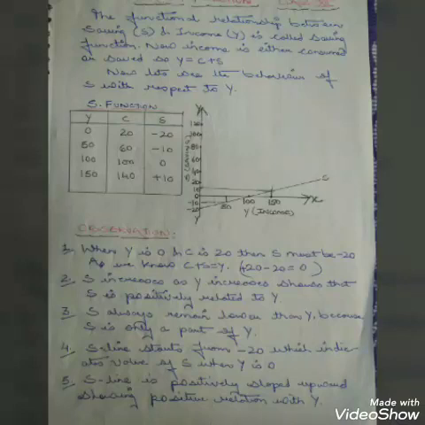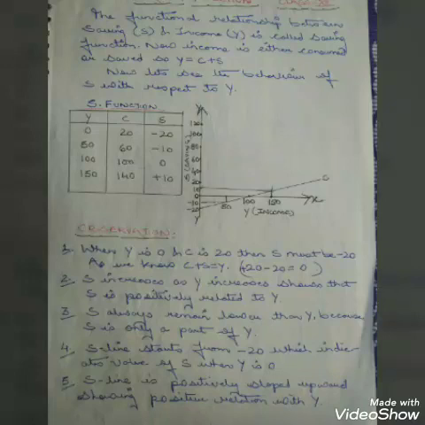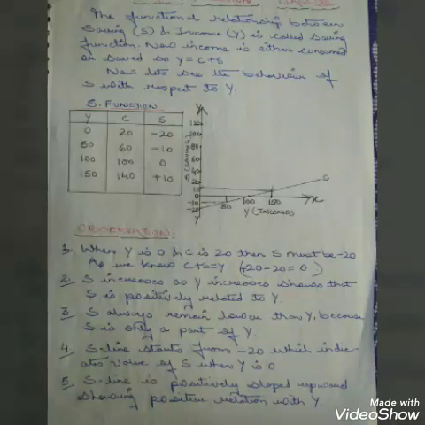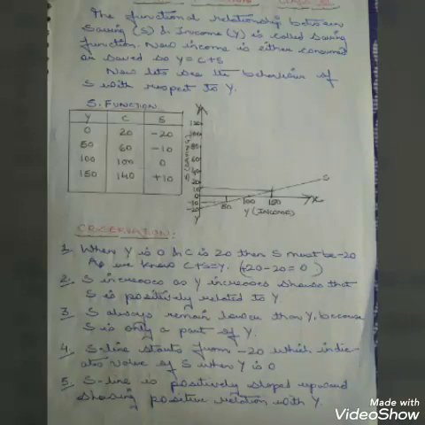So the next subtopic under the chapter aggregate demand and its components is saving function. Now what is saving function? It's a functional relationship between saving, that is S, and income, that is Y. As we have already seen the relationship between C and Y, similarly now we are going to see the relationship of S and Y.